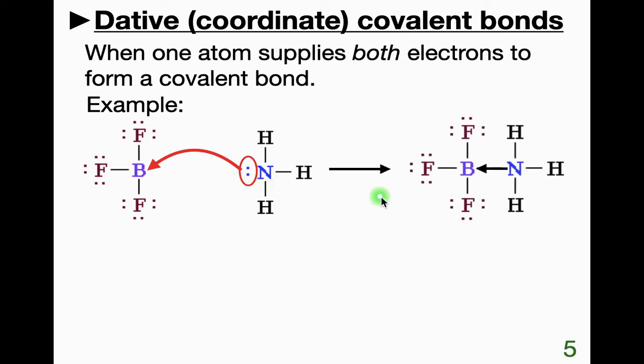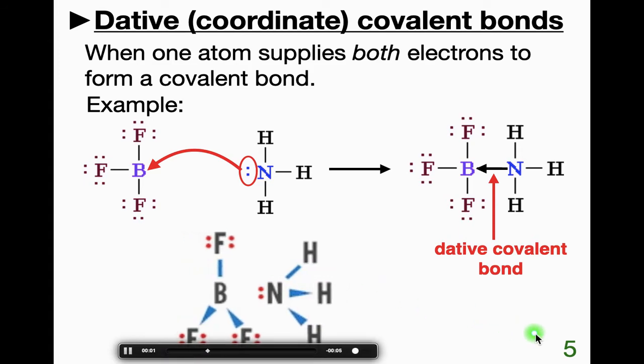And there's a special way we denote that. That's with an arrow. So this arrow here is just a covalent bond, but the significance of the arrow is it's saying that it is a coordinate covalent bond where one atom supplied both electrons. The tail of the arrow always is from the atom that supplied both electrons, and the head of the arrow is the atom that accepted that pair of electrons. Okay, so that is our dative coordinate covalent bond.